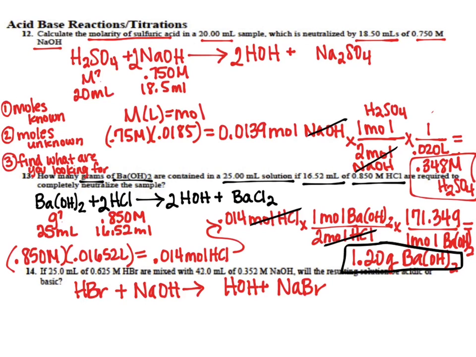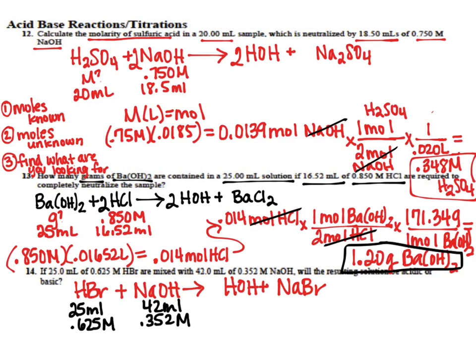So we don't have to balance it. It's good. Now let's write what we know. We know we have 25 mLs of HBr at 0.625 molar, and NaOH is 42 mL at 0.352 molar. And it wants to know if it's going to be acidic or basic.